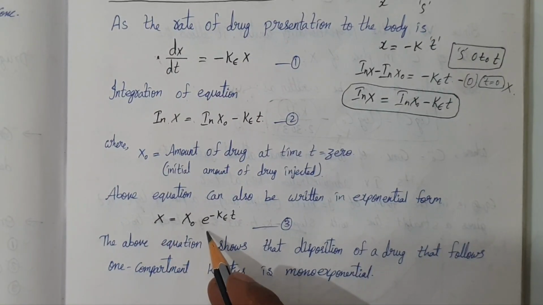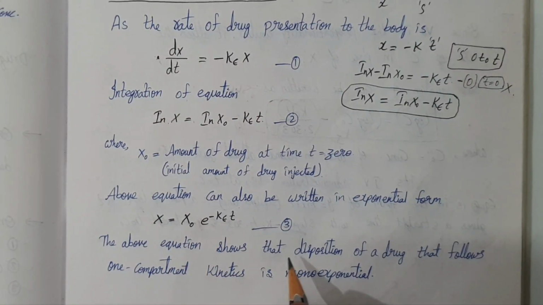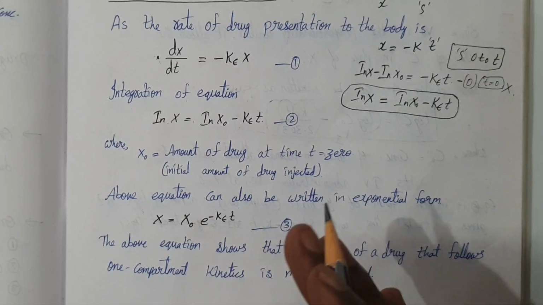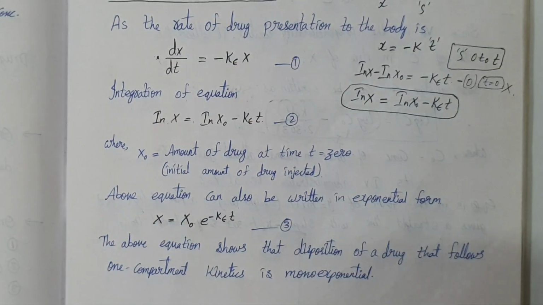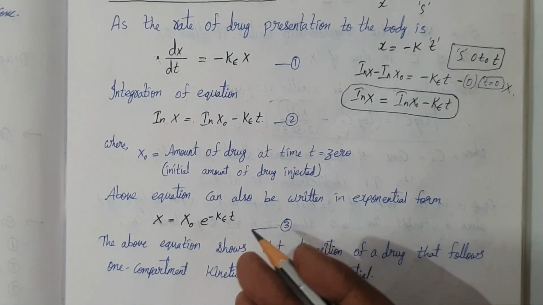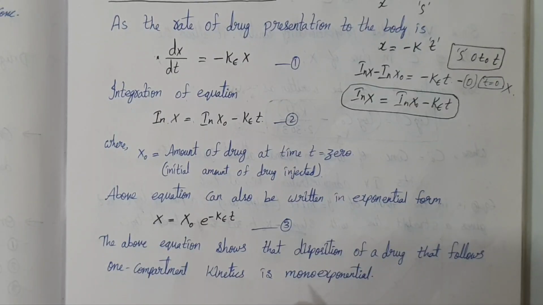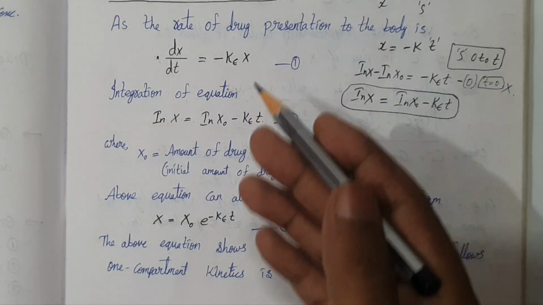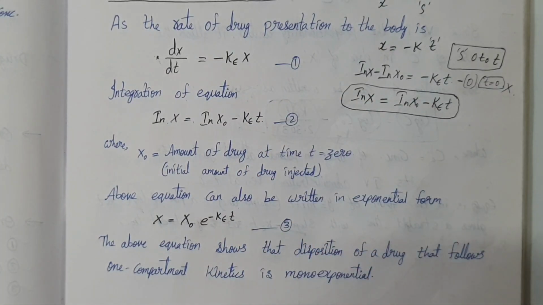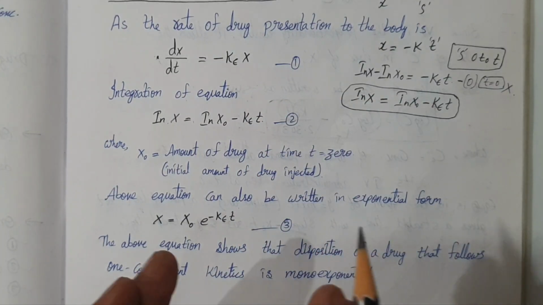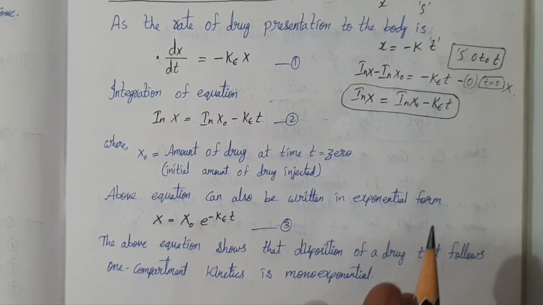See, we got this equation. This equation shows the disposition of a drug that follows one compartment kinetics in mono exponential form. So all these lines, all these paragraphs you have to write in the exam. It will be necessary, essential, and the examiner will see the equations as well as the paragraphs. But the equations are a must.